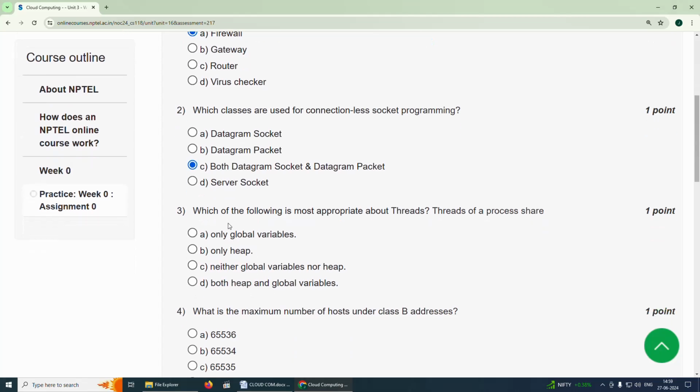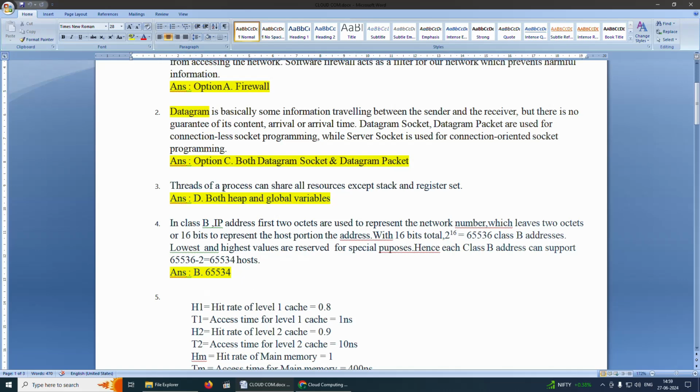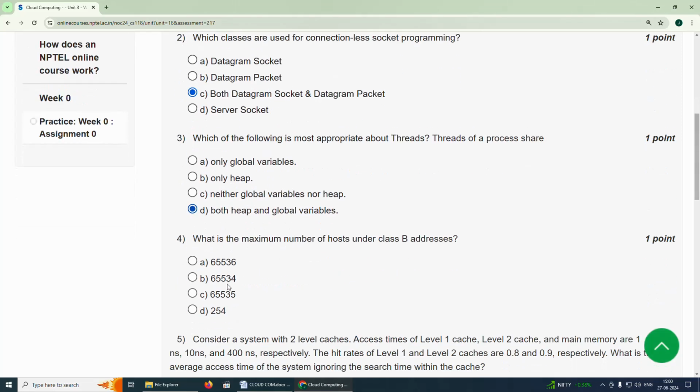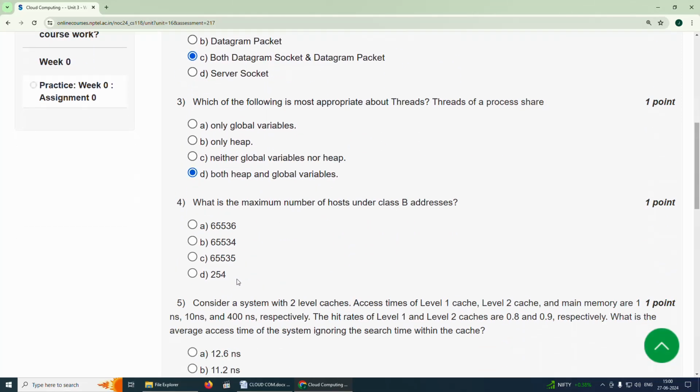Third question: which of the following is most appropriate about threads? Threads of a process share. Threads of a process can share all resources except stack and register set. So the answer is option D, both heap and global variables. Fourth question: what is the maximum number of hosts under class B addresses?